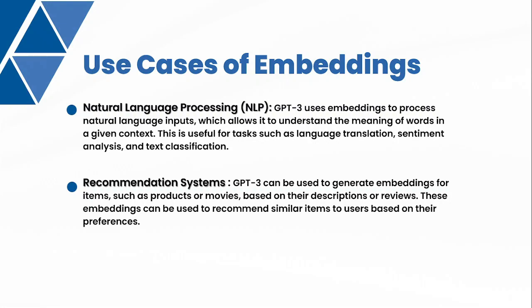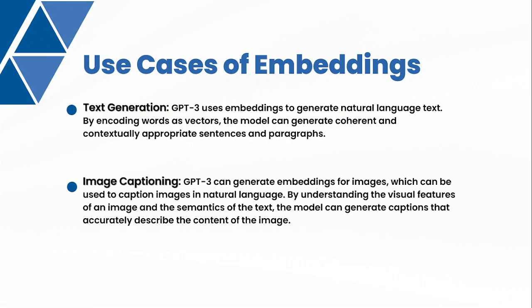And then recommendation systems. For recommendation also, you can see it can create movie recommendations based on their descriptions or reviews. These embeddings can be used to recommend similar items to users based on their preferences. So in the case of recommendation also, these embeddings can be used. And then the next use case is text generation. The embeddings can help to generate natural language text. By encoding words as vectors, the model can generate coherent and contextually appropriate sentences and paragraphs.